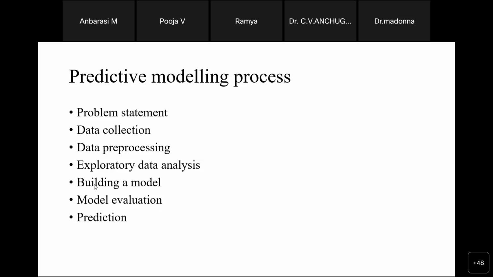So first we build a model, and then we go for the evaluation. After building the model with the training data set, we use the testing data set to check how well the model works. We have to evaluate the model, and only then go for the predictions. Once the model is evaluated, finally we go for the prediction. The prediction can be categorical data or continuous data. These are the general process steps under predictive modeling.